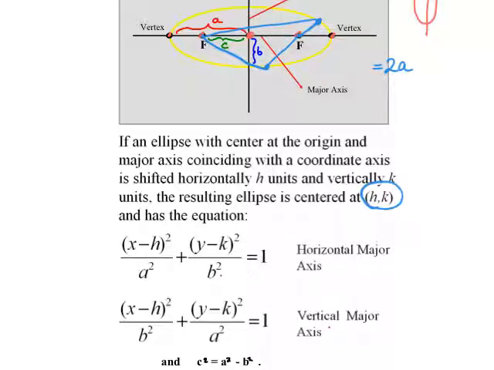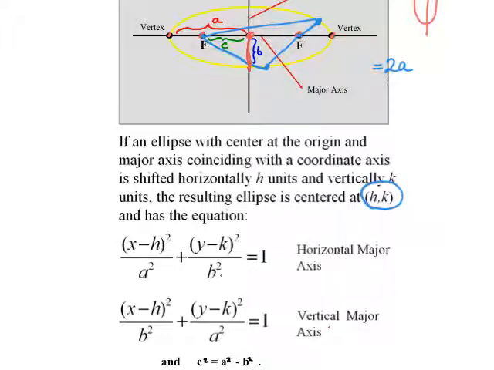So the only thing that changes between these two is which one is under the x and which one's under the y. So in a horizontal major axis ellipse, the a value, which is the distance from the center to the vertex, is under the x term. And in the vertical major axis ellipse, the a value is under the y term because of the alignment of the ellipse. And then the b value, and b is the length from the center to the point on the ellipse along the minor axis. So you can see in the picture up here, b is that distance.